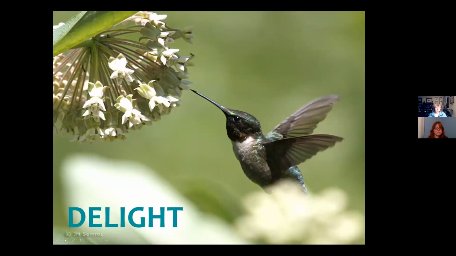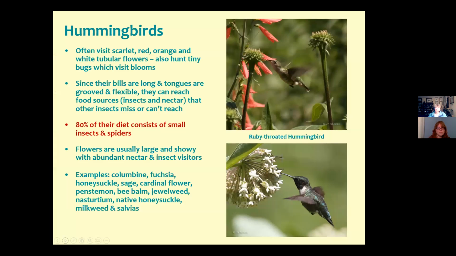So let's move to our hummingbird, which can then do some pollination as well. We all know that the hummingbirds like the scarlet, red, orange, or white tubular flowers. They also will hunt the tiny bugs, which visit the blooms. Since their bills are long and their tongues are grooved and flexible, they can reach a lot of food sources, including little insects and nectar that other insects either miss or can't reach.